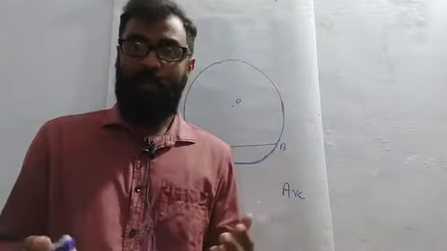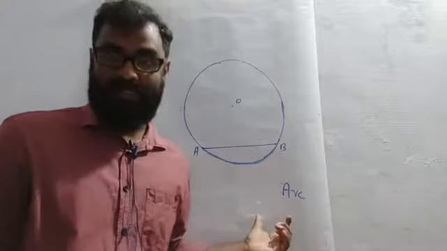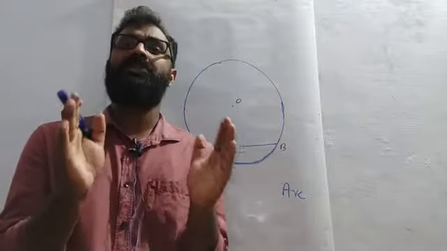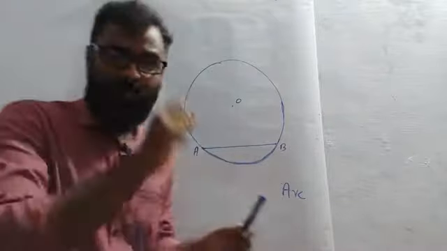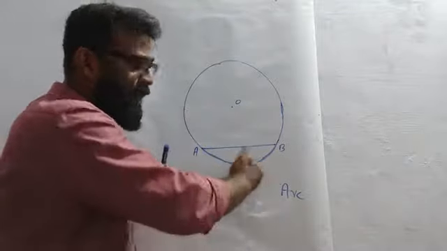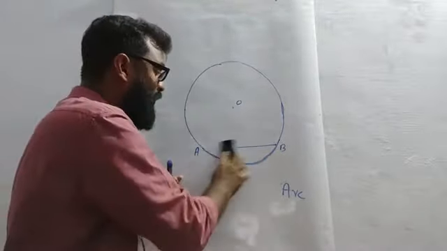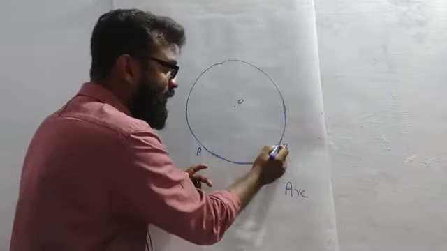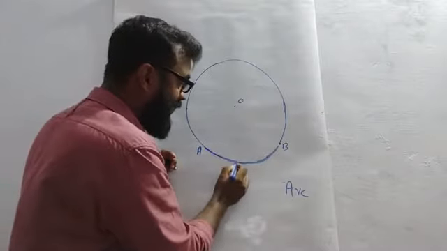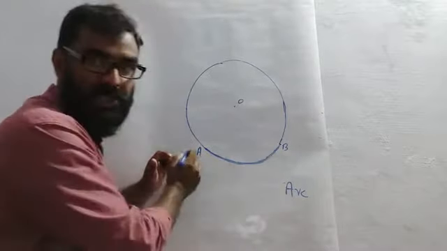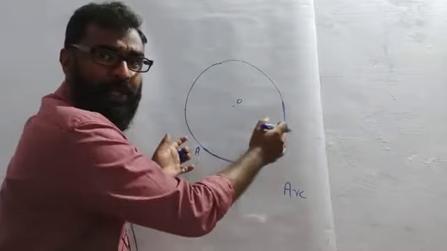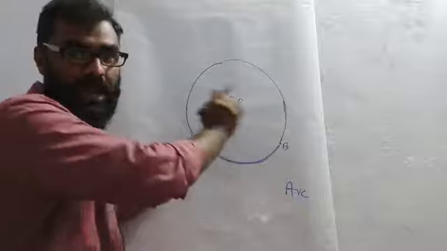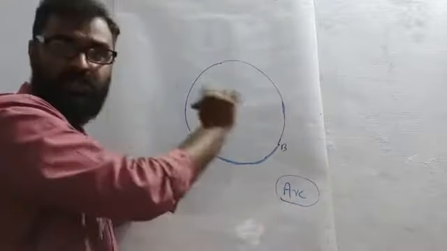Next, a very important property of the circle is called an arc. What is an arc? It is just a portion of the circle. For that, I'm taking 2 points A and B on the circle. This portion of the circle between A and B is an arc. A portion of the circle between any 2 points is an arc. Simple.